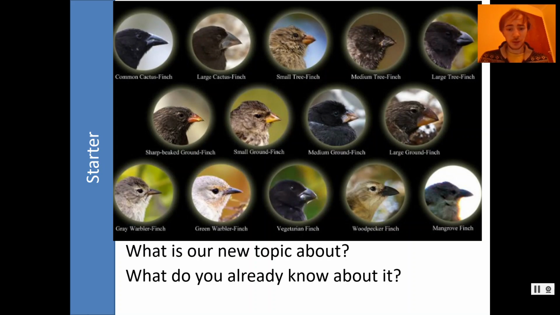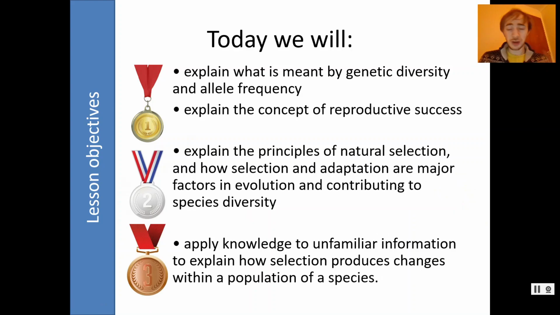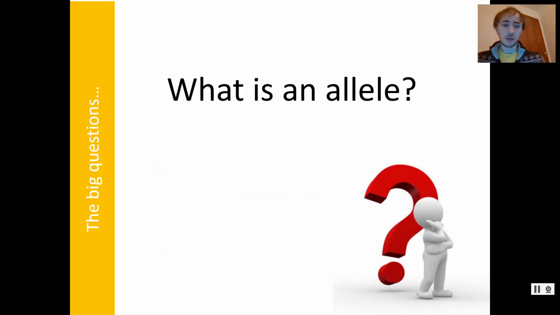So, I'm going to start off, we're going to add a little bit more detail to natural selection than we talked about last in Year 11. So, we're going to talk about genetic frequency and genetic diversity and allele frequency, and the concept of reproductive success. Now, a lot of that you will already be familiar with under different words. We explain the principles of natural selection. A lot of that is very similar to what we did in Year 11. And then applying knowledge to unfamiliar information is something that's a bit new to A-level. It's specifically applying natural selection to particular different examples, which we're going to talk about. So let's move straight on.